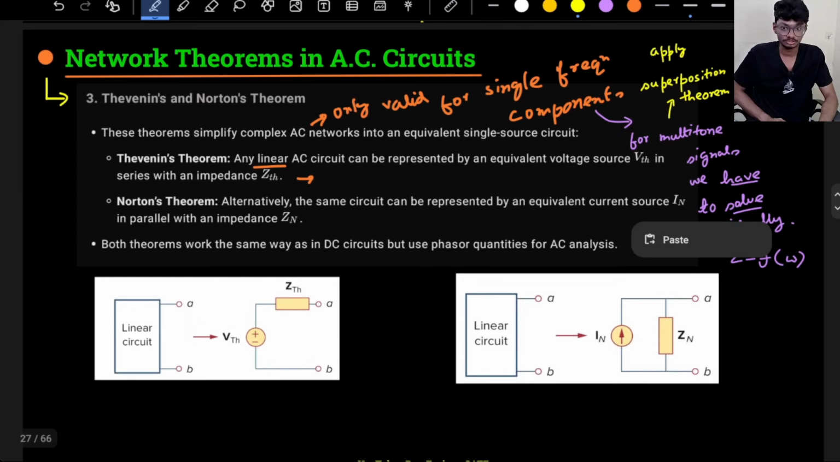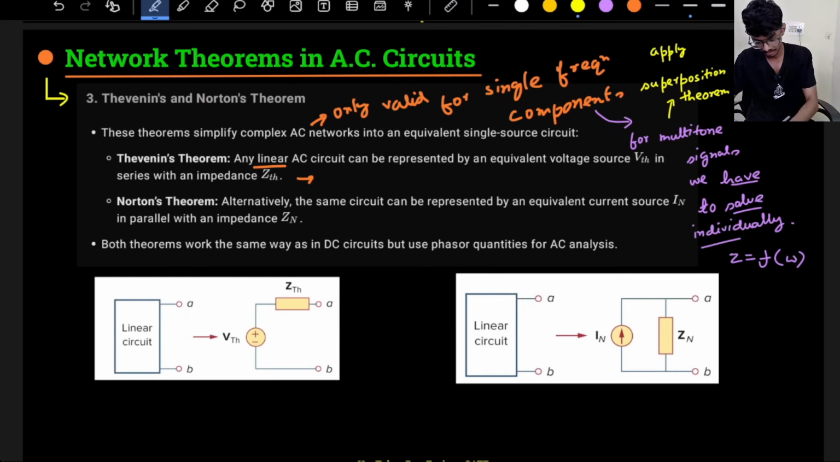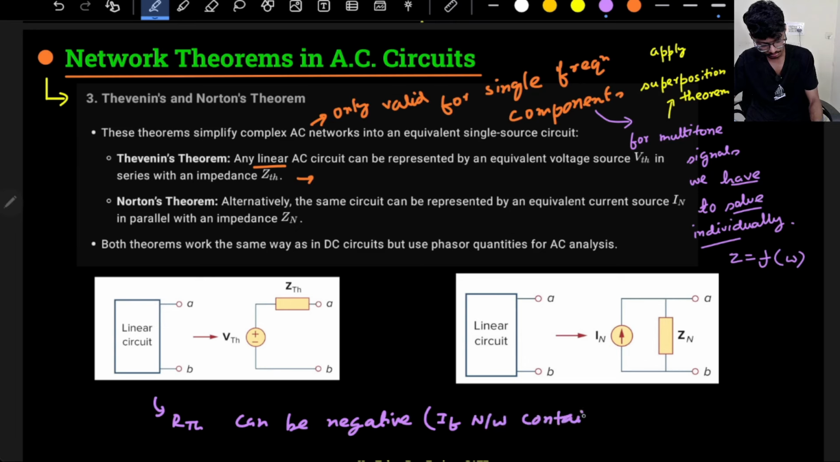But also keep in mind that sometimes, if it is purely resistive, your RTH, the Thevenin's resistance, can be negative. Why can it be negative? If the network contains dependent sources.